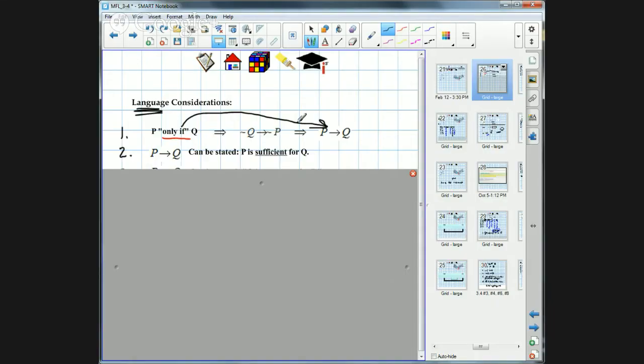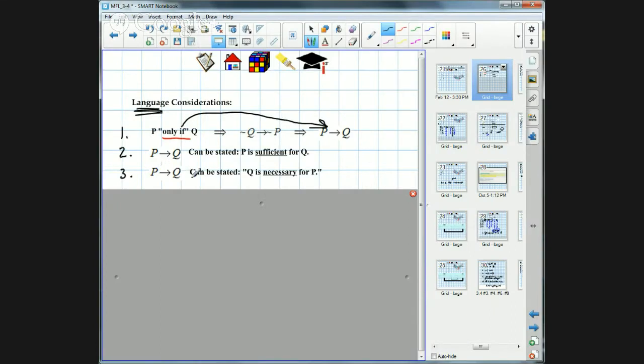Whenever you see the word sufficient, keep them in the same order. If P then Q. So the sufficient guy is the first guy. P is sufficient. And whenever you see the word necessary, that's on the second guy. So Q is necessary for P.